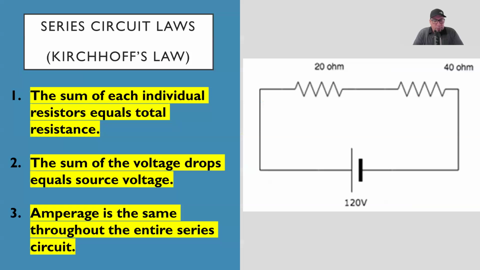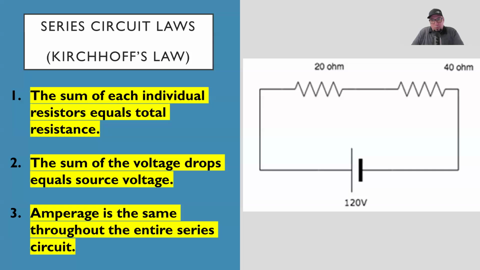Okay, Kirchhoff's laws. So let's look at number one. Number one, the sum of each individual resistor equals total resistance. So we still have to find E, I, and R, like we do with Ohm's law, but in a series circuit we also need to find total resistance. In this instance on the right side, we have a circuit that's 120 volts. The conductor comes out, goes through the first resistor, which is 20 ohms, then goes through the second resistor, which is 40 ohms, then goes back to ground.